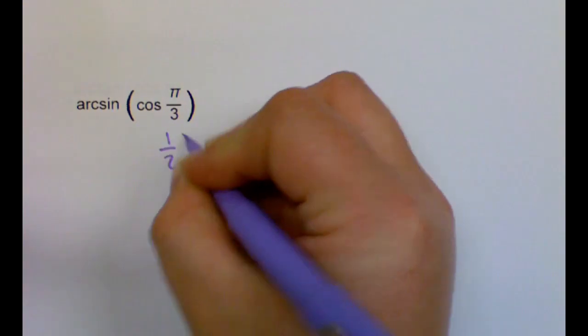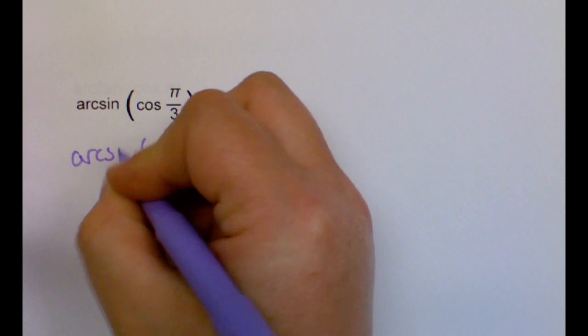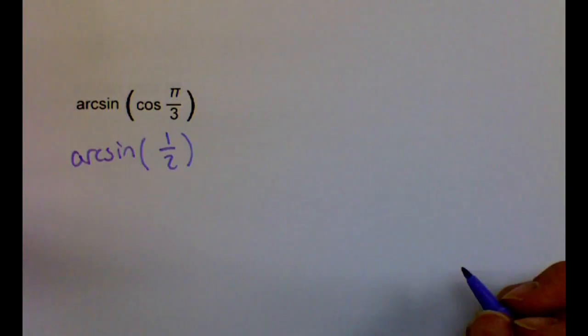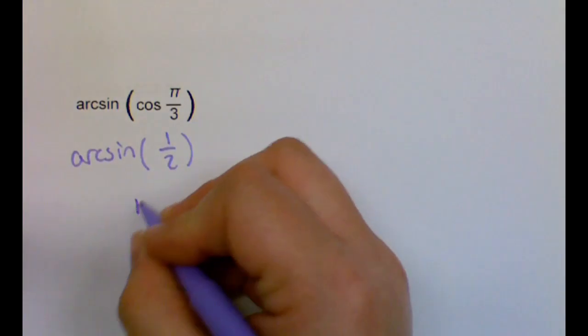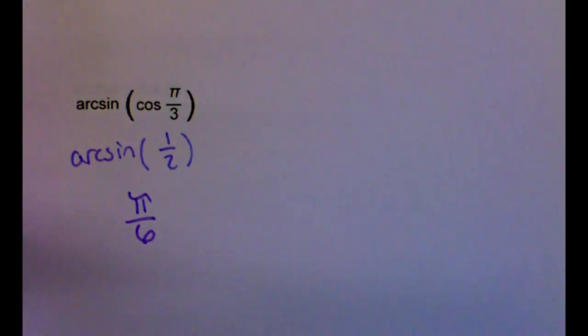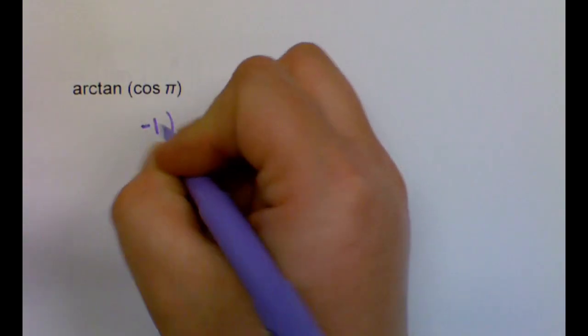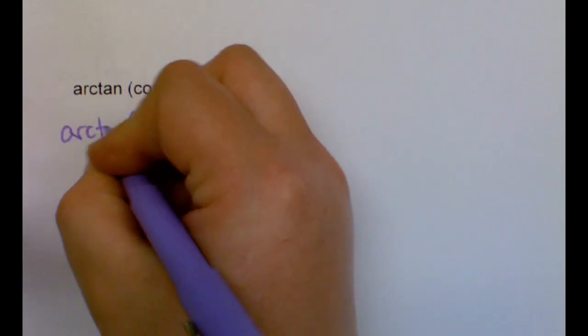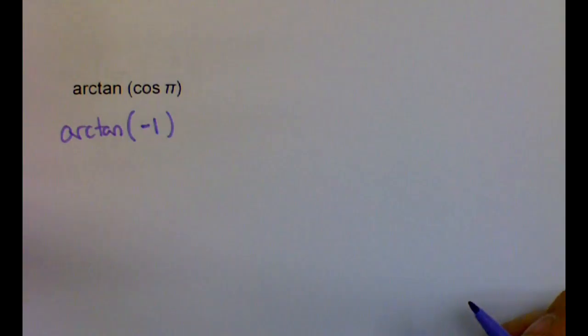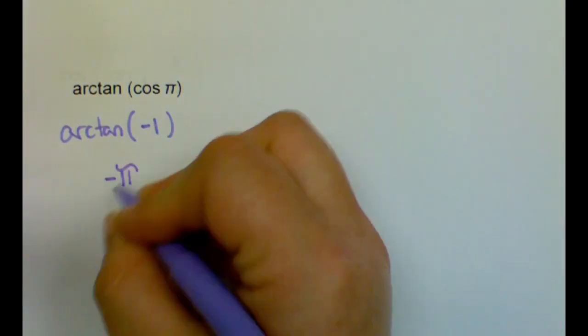Arc sine of the cosine of pi over 3. The cosine of pi over 3 is 1/2. So I want arc sine of 1/2, which is going to be pi over 6. Arctangent of the cosine of pi. The cosine of pi is -1. Arctangent of -1, that's the fourth quadrant, so it's negative pi over 4.